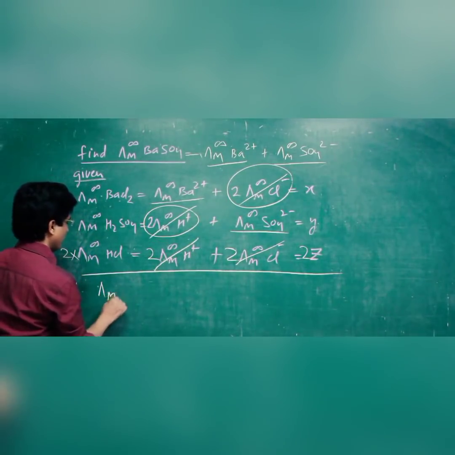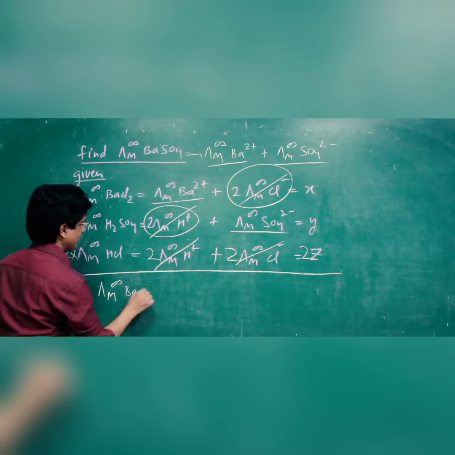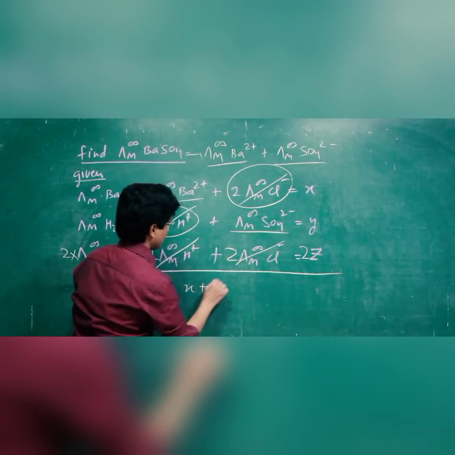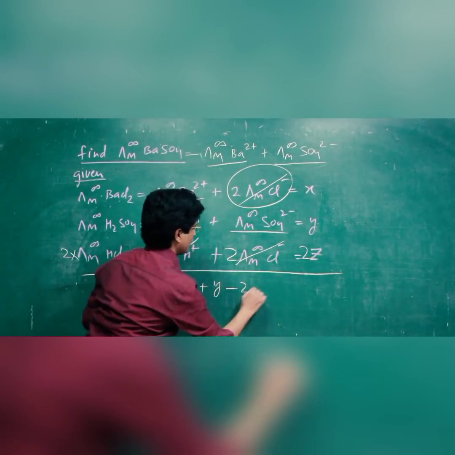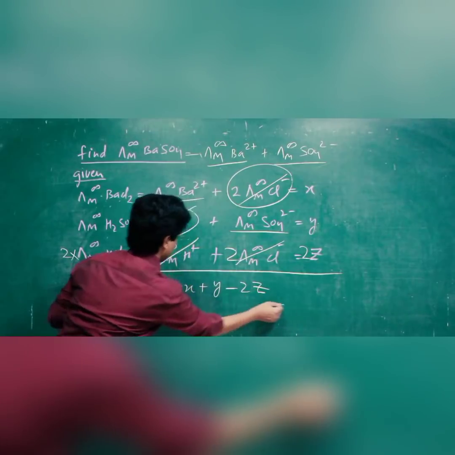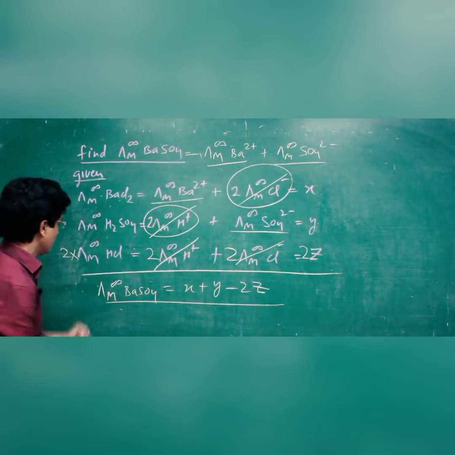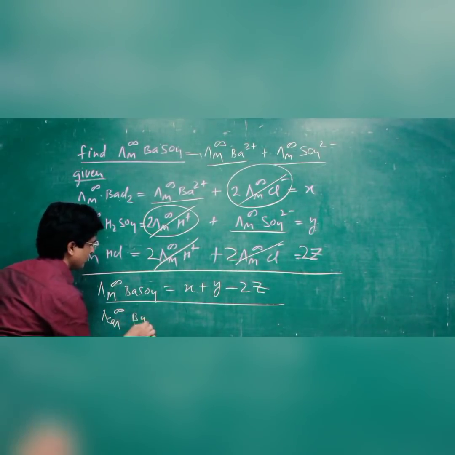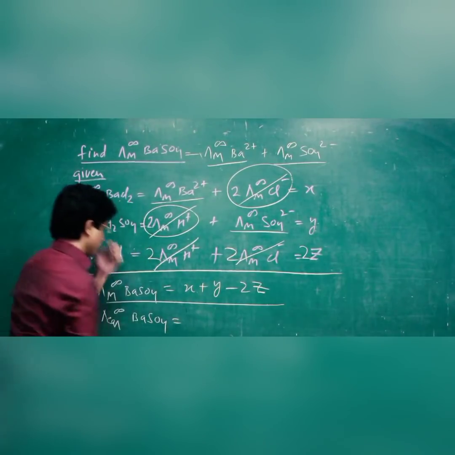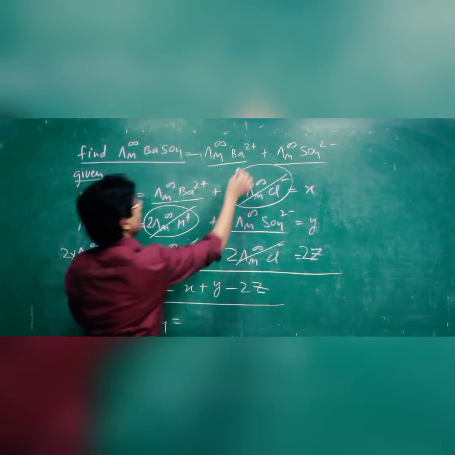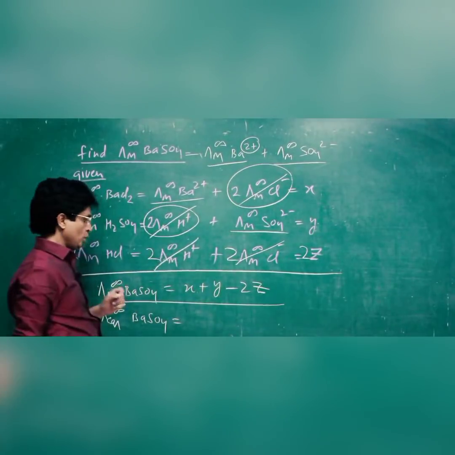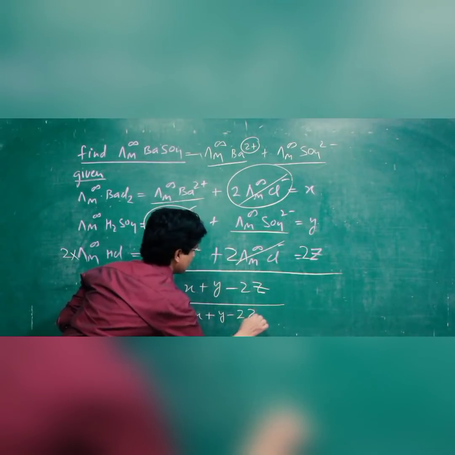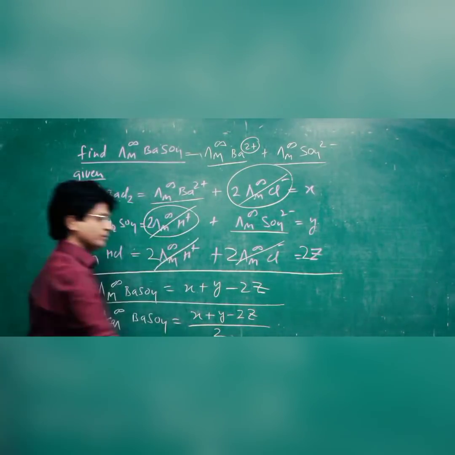So molar conductivity of barium sulfate at infinite dilution will be x plus y minus 2z. So that's the answer. But now if they ask you equivalent conductivity of barium sulfate, remember that over here the valency factor is 2. So equivalent conductivity will be x plus y minus 2z divided by 2.